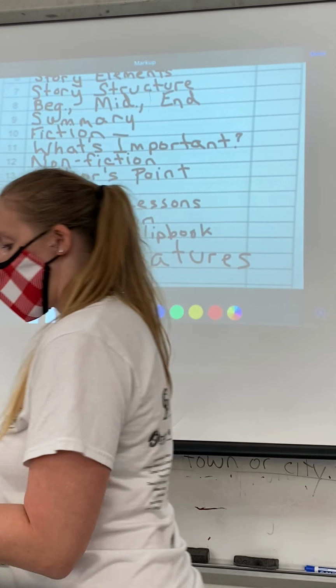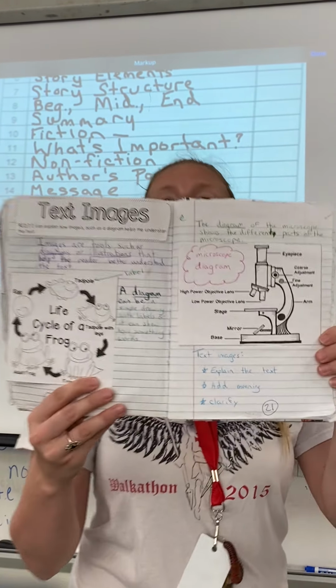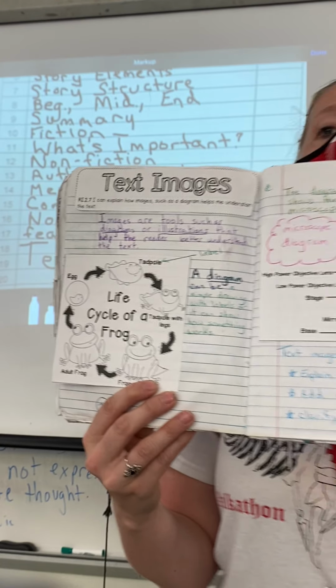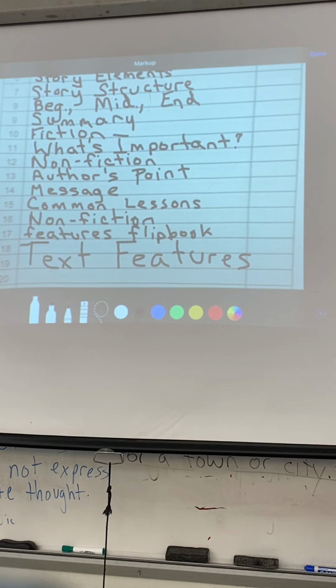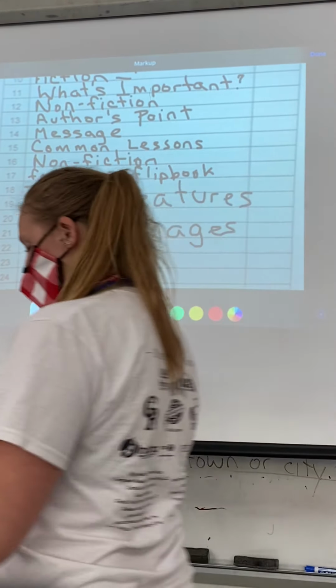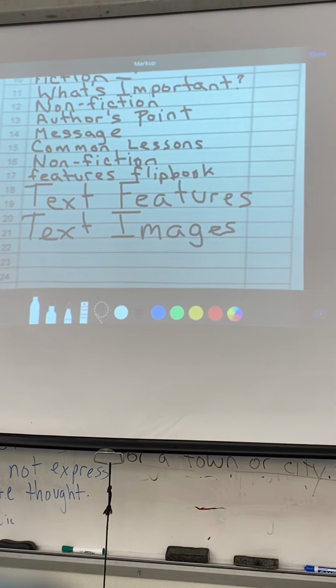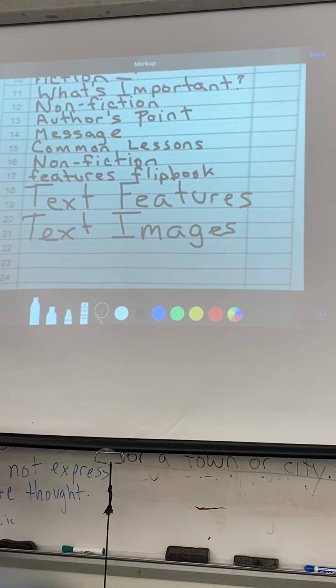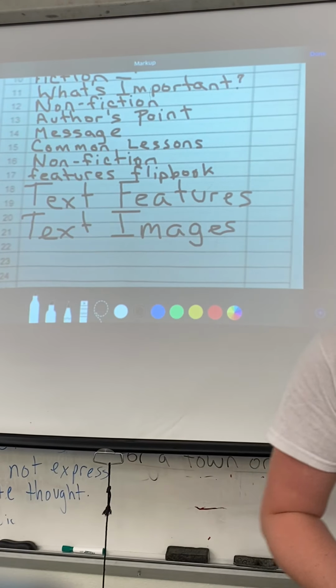After text features, we have text images, which also takes 2 pages. So you will write on the 2 lines, text images. Text images. Right? That goes on 2 pages. This is like a handbook for all the things that you should have known or should know from second grade, right? And we're going to expand on that information this year.